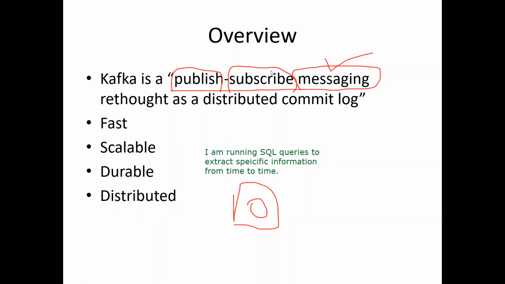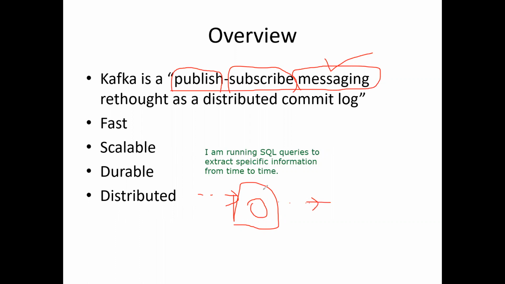It's a form of communication. You are right, it's a communication system from publishers to subscribers, or from producers to consumers. The message will go through Kafka from publishers to the subscribers, or from producer to the consumer. So it's basically a messaging system.